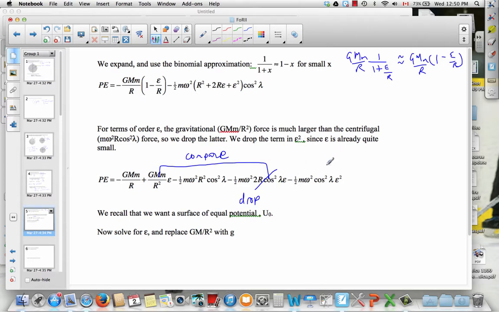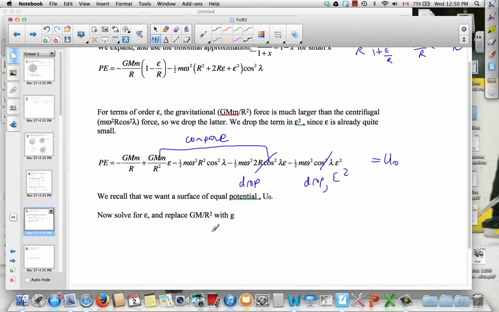We're then going to say that epsilon is pretty tiny. Remember, epsilon is the variation from circularity over the surface, and compared with big R, it's really tiny. So we'll drop this one as well, because it's of order epsilon squared. Now, we are again looking for a surface of constant potential energy, because that's what the equilibrium shape of the Earth should be. So let's call that constant potential energy U0, and that's defined down here.